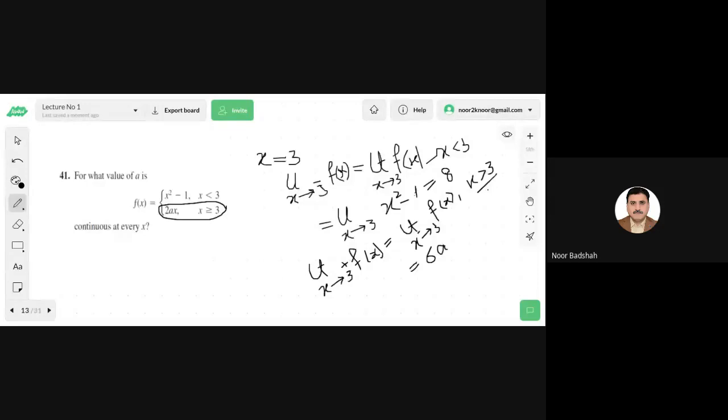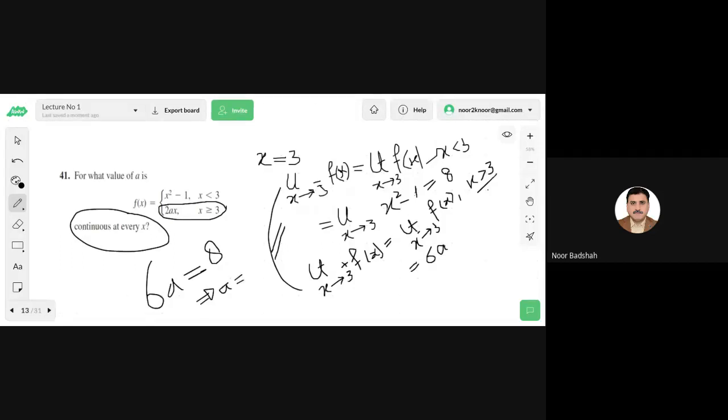Now the function will be continuous if these two are the same. We will make these two quantities equal. That is 6a is equal to 8, because we want this function to be continuous everywhere. So we want this function to be continuous at x equal to 3 as well. Therefore 6a will be 8, which implies a is equal to 8 by 6, which is 4 by 3. So if we take a as 4 by 3, the function will be continuous. Otherwise the function will be discontinuous at x equal to 3. Clear?